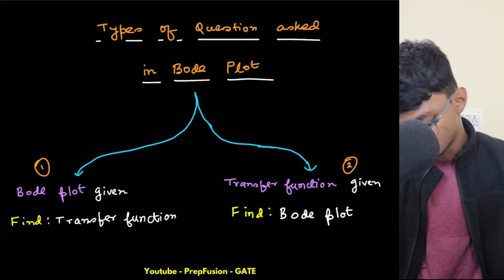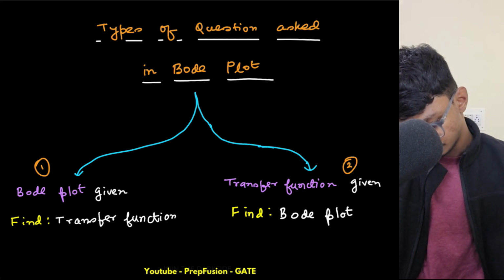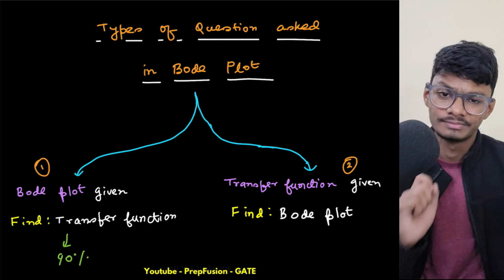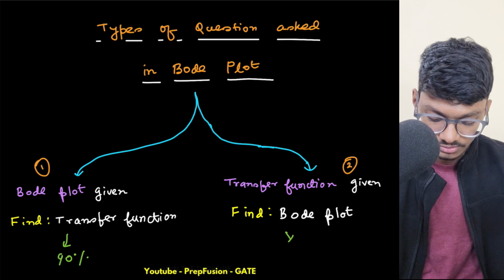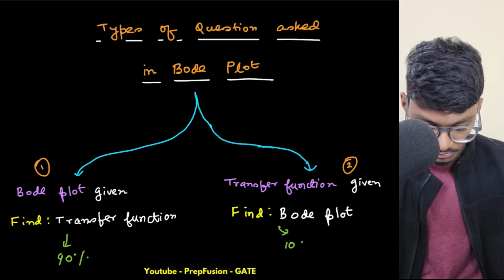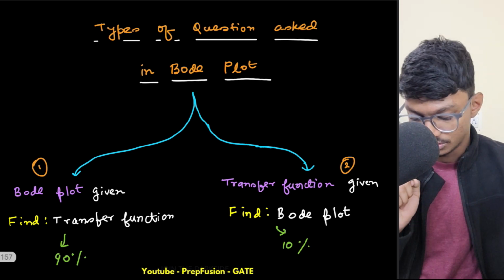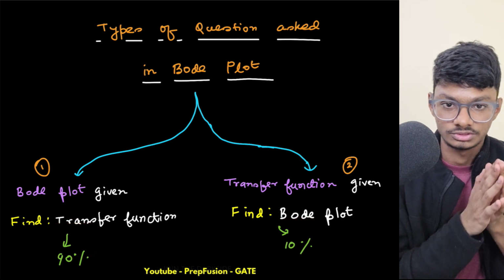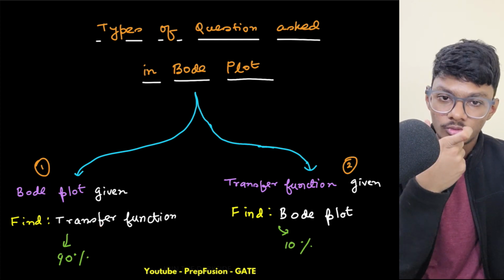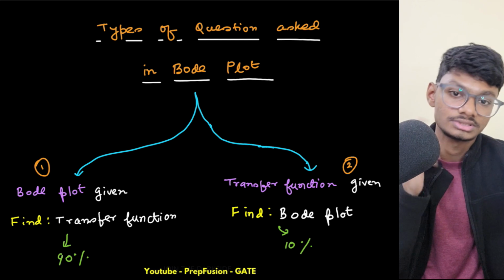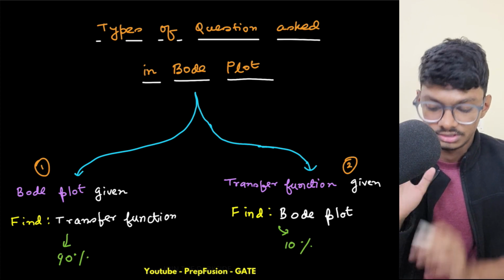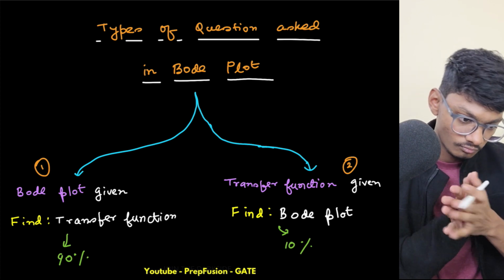Those will come later. So the weightage of these two: this one almost comes 90% of the time, and this one comes for 10% of the time. This one has higher weightage. So the Bode plot will be given to you, and you have to recover the transfer function from that. What was the transfer function for which the Bode plot was given? Yeah, we will solve all those things, but I just wanted to give you a brief overview of the most important topics.